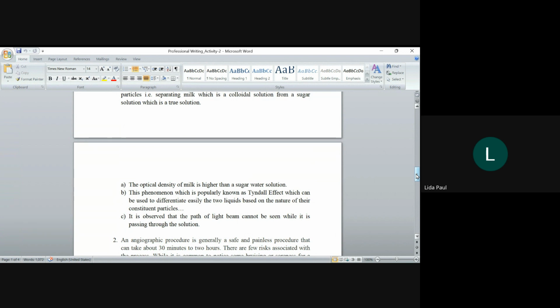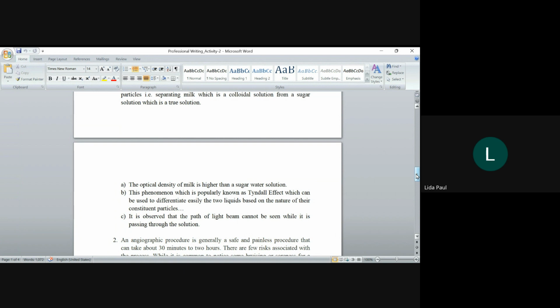Even if you're not very careful about the position and all that, but someone tells you to pick out the topic sentence, the first thing you'll be asking is what is the paragraph about, right? It's certainly not about the optical density of milk or sugar or anything, right? C, the path of light beam cannot be seen while it is passing through the solution. Even that is more of an observation. So observations can only be marked as concluding statements. They don't usually become the topic sentence, right?